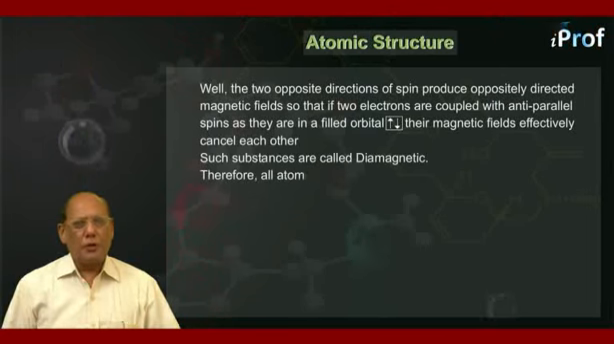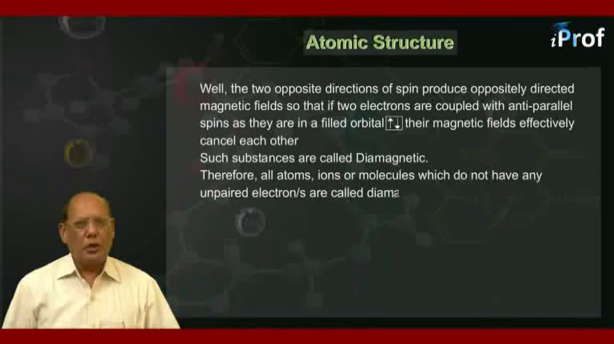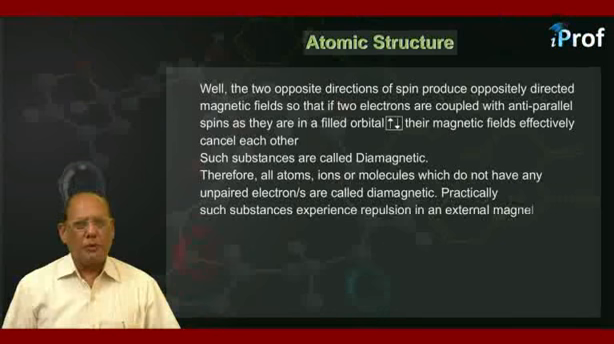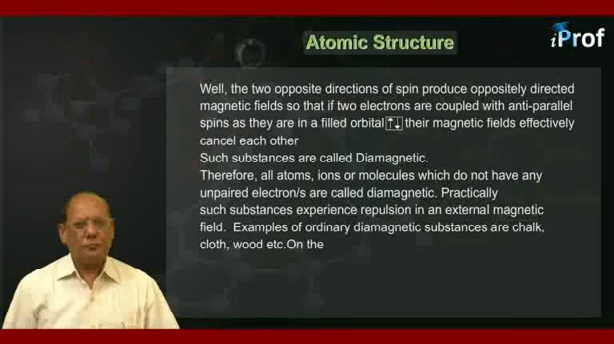Therefore, all atoms, ions or molecules which do not have any unpaired electron or electrons are called diamagnetic. Practically, such substances experience repulsion in an external magnetic field. Examples of ordinary diamagnetic substances are chalk, cloth, wood, etc.